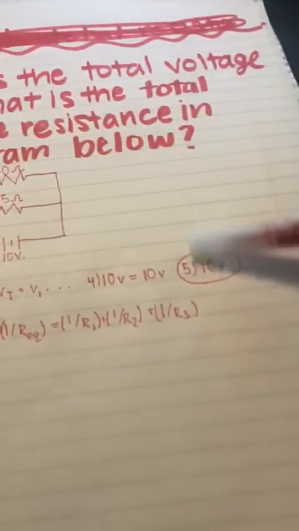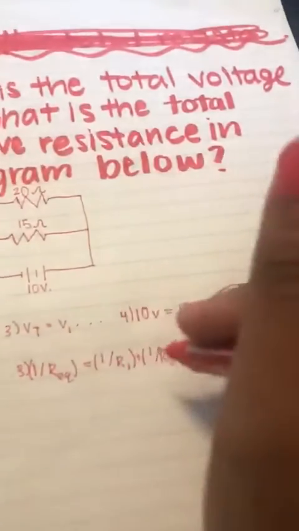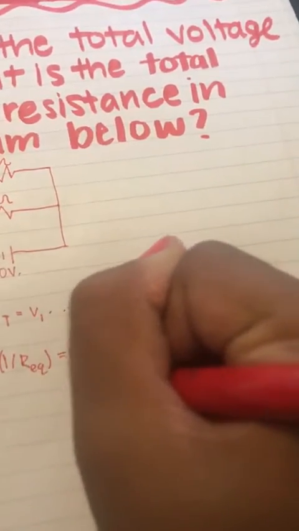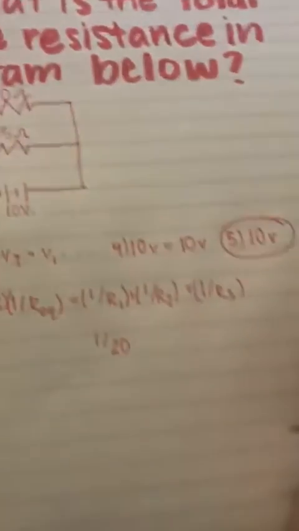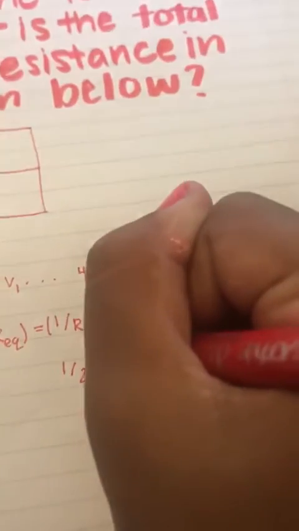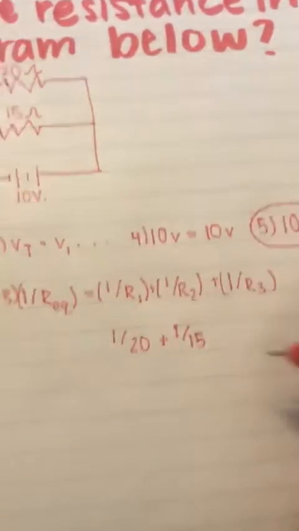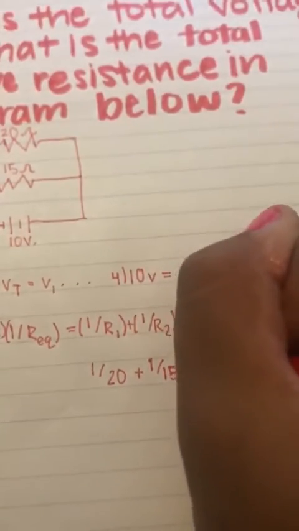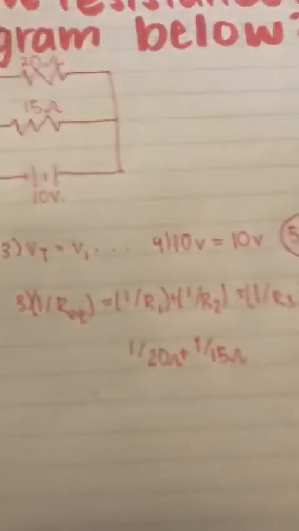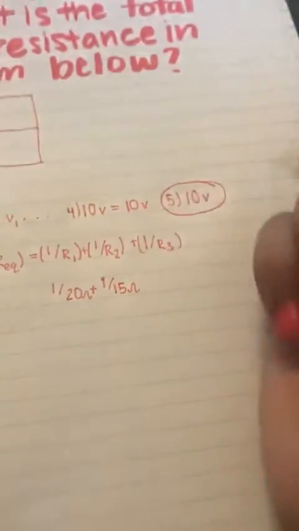And that's our equation. And for this one, they give us R1 as 20. So we're going to put 1 over 20. And then they give us R2 as 15. So 1 over 20 plus 1 over 15. And we have to keep in mind that we are working with resistance. And then when we're doing fractions, we have to make sure the denominator is the same before we can add them.